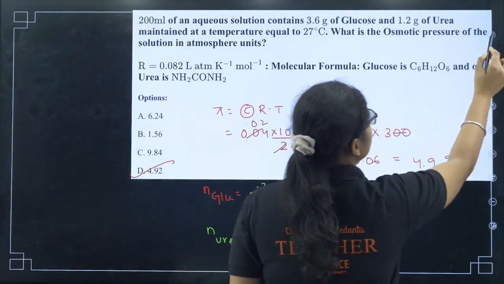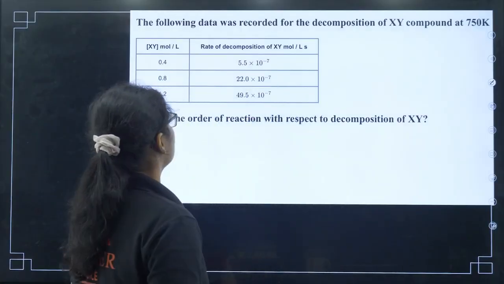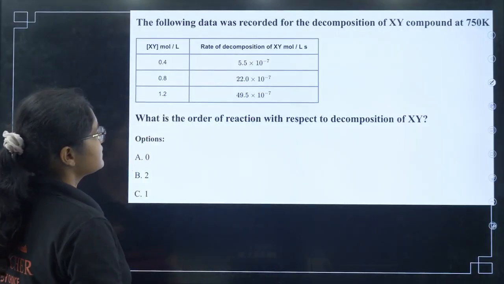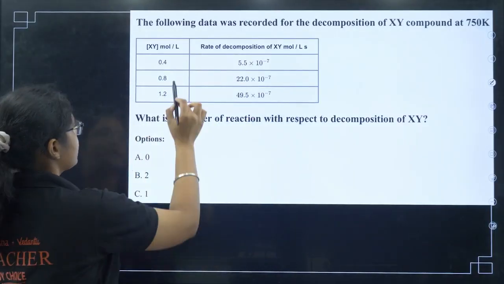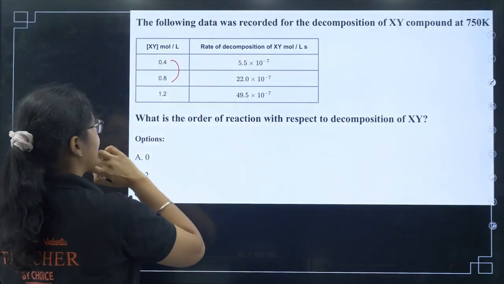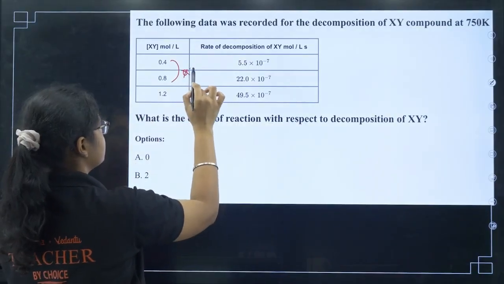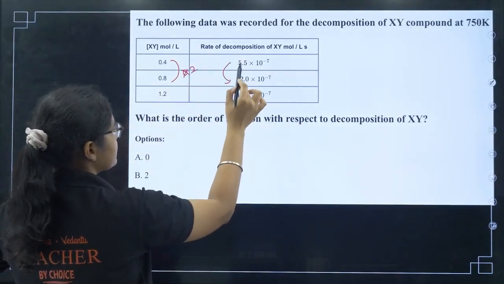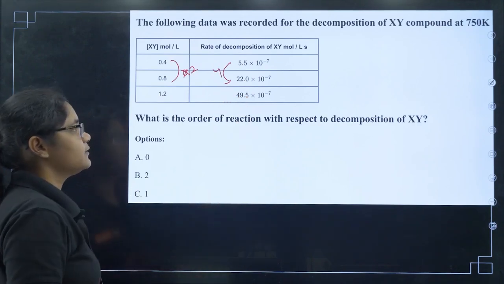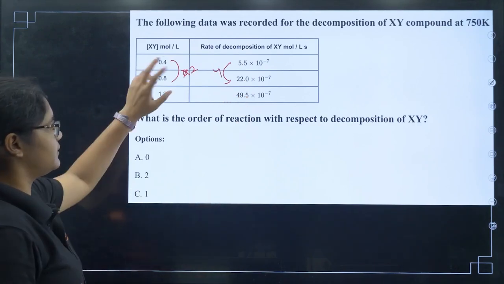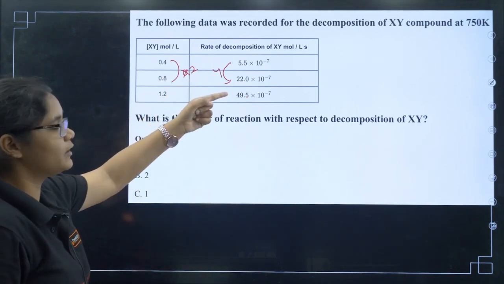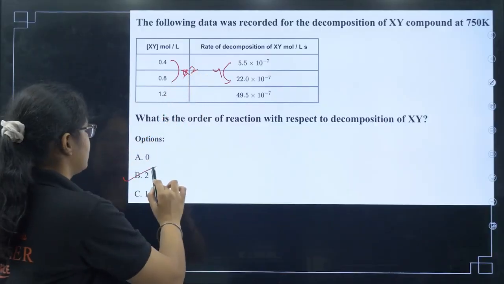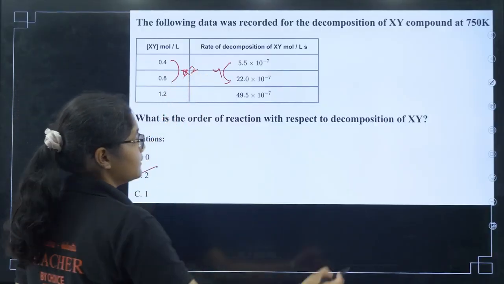Okay, next question, you have to match the order. What is the order of the reaction of XY? Now you can see 0.4 to 0.8, you have doubled the concentration, right? And what is happening here? It has become 4 times, right? I can see, yes, 4 times. So if you are doubling the concentration, rate is becoming 4 times. That means it is a second order reaction. So option number B here.